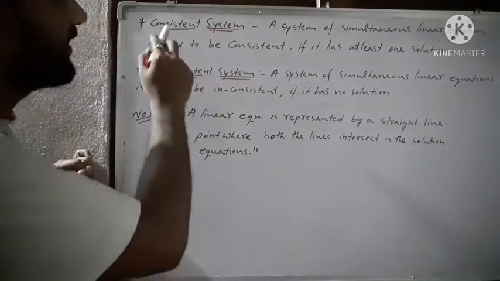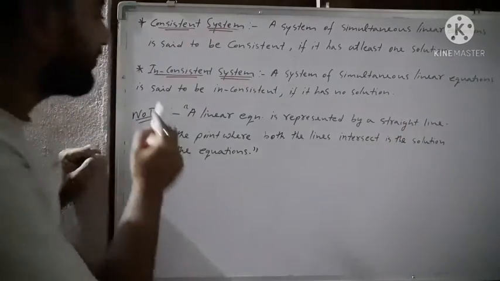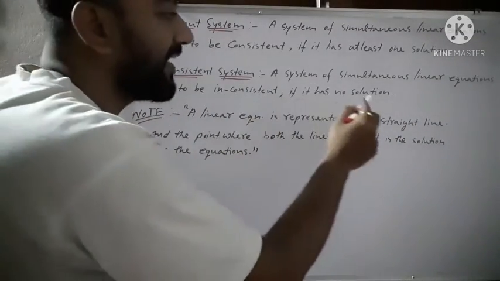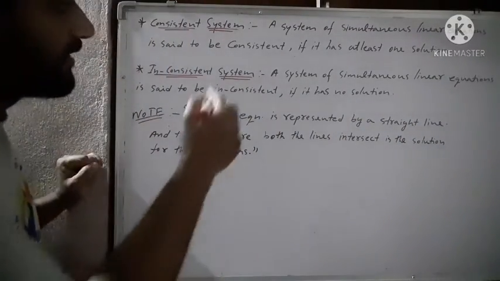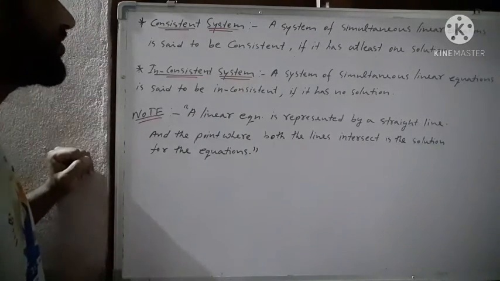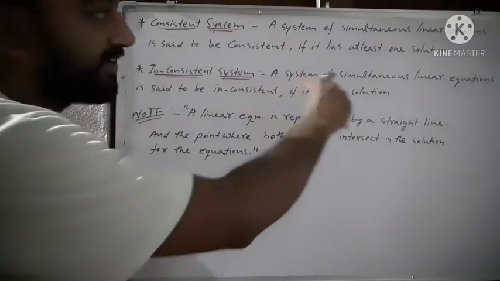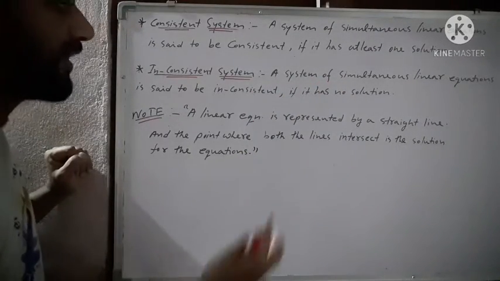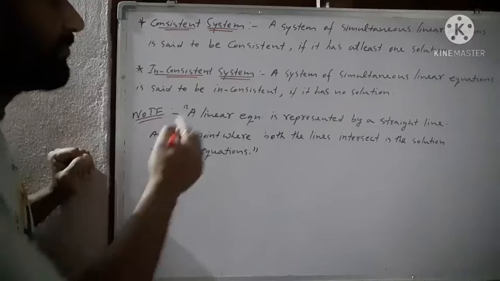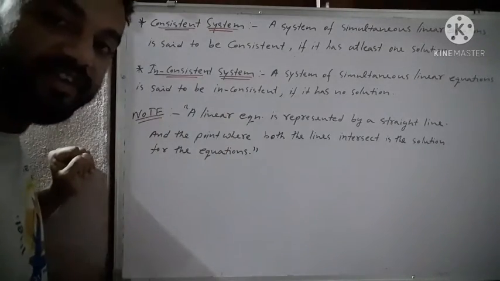An inconsistent system: a system of simultaneous linear equations is said to be inconsistent if it has no solution. If the system of simultaneous linear equations does not have any solution, that is, for the given system we cannot obtain any solution, then that type of system is known as an inconsistent system.